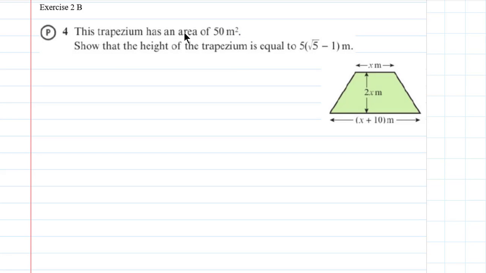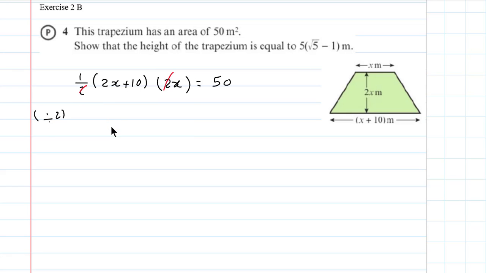Exercise 2b. This trapezium has an area of 50 meters squared. Show that the height of the trapezium is equal to 5 square root of 5 minus 1 meter. Of course, we know that the area of the trapezium is equal to half the sum of two parallel bases, which is x plus x plus 10. So we can write 2x plus 10 multiplied by the height, which is 2x, equals the area, which is 50. Okay, so we can cancel this 2 with this half here, and we can divide by 2 also.